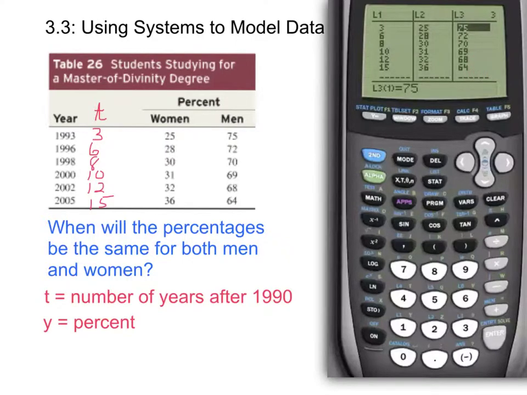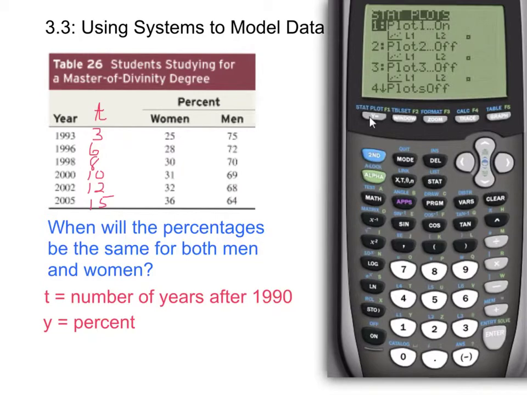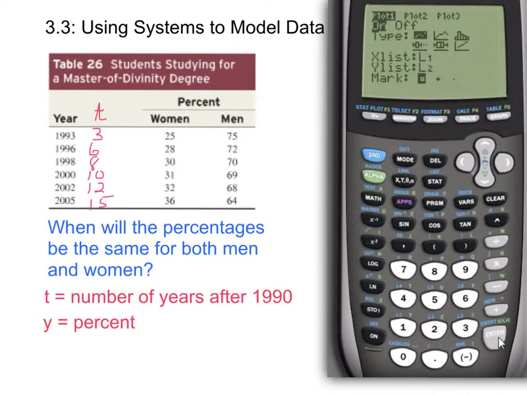Now I have 2 regression lines to find, because I have to find a regression line for women, and another regression line that models the men's data. First, I'd like to graph the data, so I'm going to make a scatter plot. To do that, we press second and then stat plot, and push enter on plot number 1. We'll make sure it's turned on and set to make a scatter plot of L1 and L2. That will be the women's data, because the women is in L2.